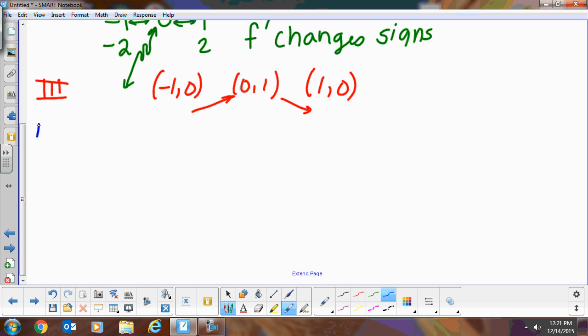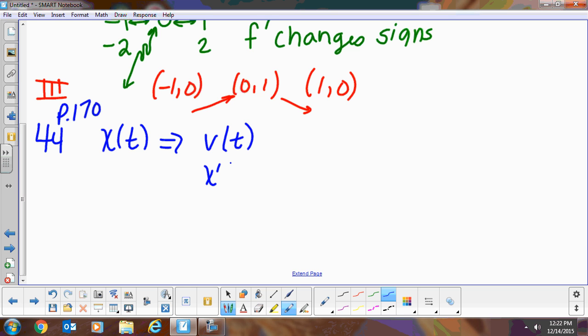First derivative. So this is number 44, page 170. We've got position, and we've got velocity. And velocity is the derivative of position. Do you remember that? Okay. I'm going to go back and read.